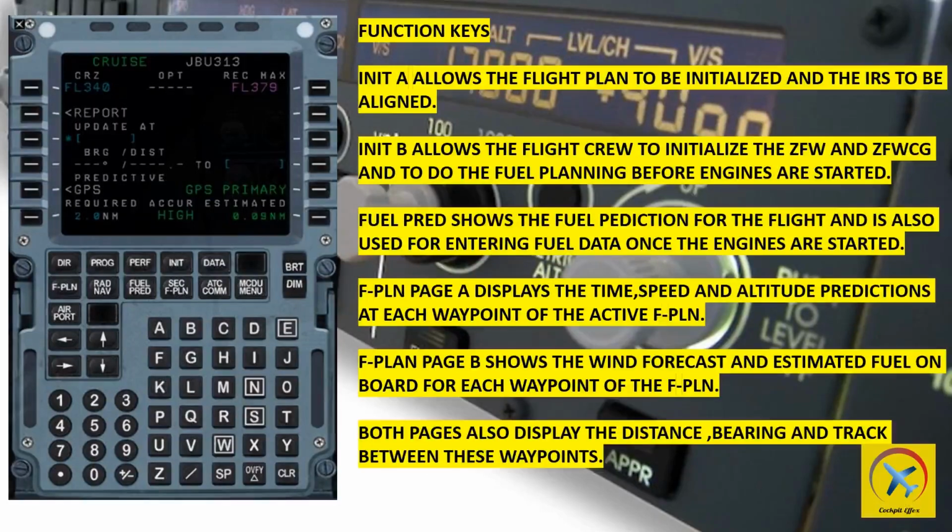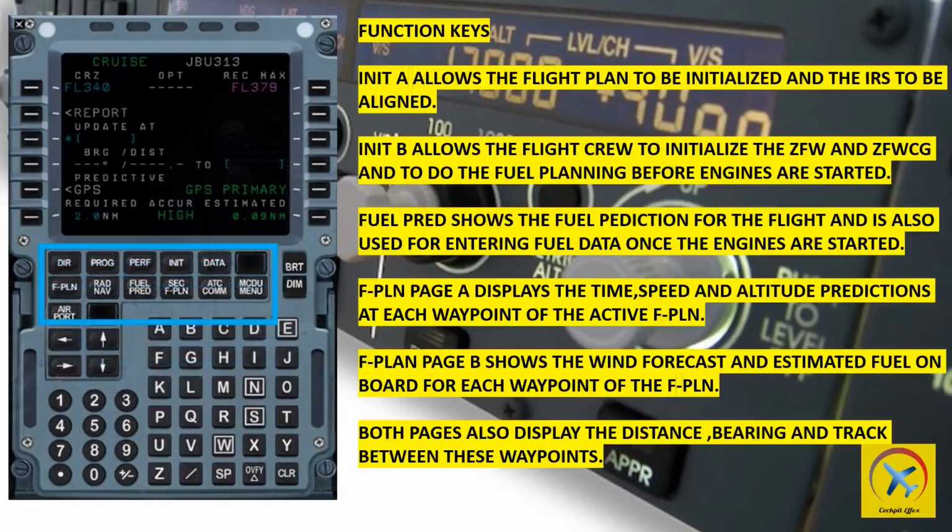FM1 or FM2 amber indicate a failure of that FMGC. IND amber indicates the FMGCs are operating in the independent mode. RDY green light indicates that the FMGC has passed its power-on test. The additional page arrow indicates additional pages are available. Additional pages may be viewed by pressing the horizontal slew keys.